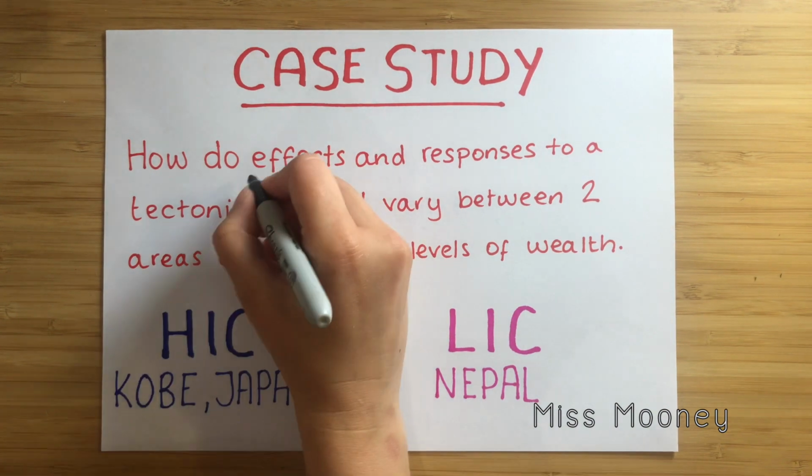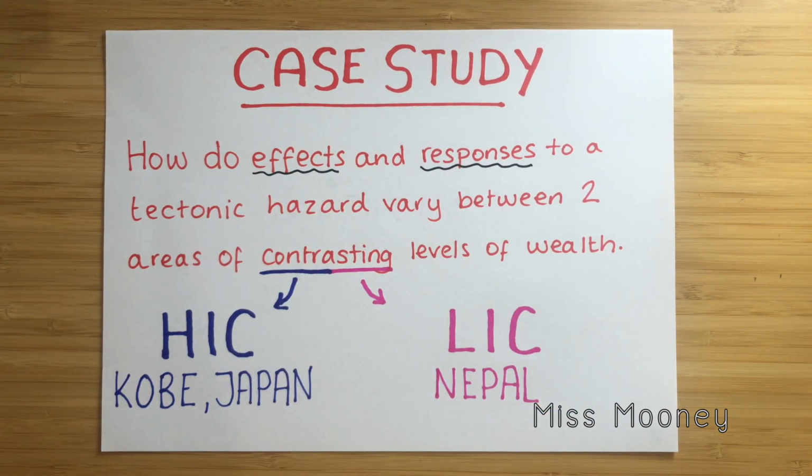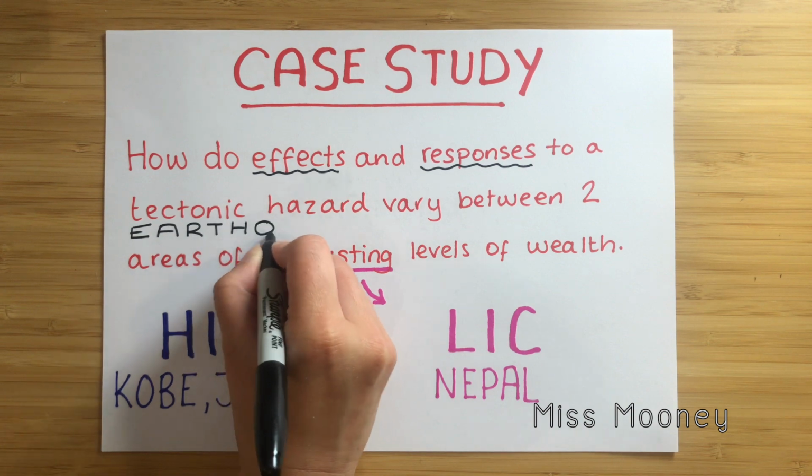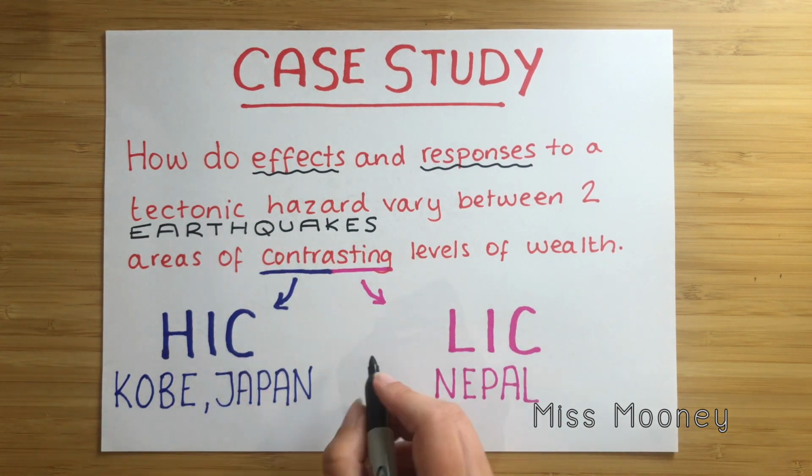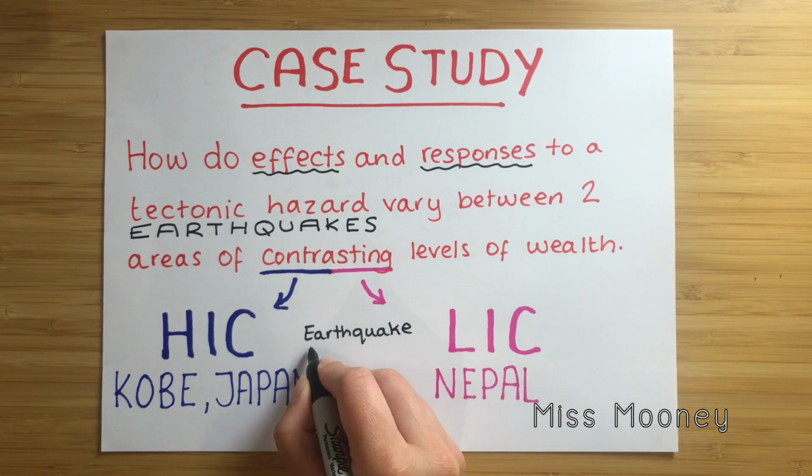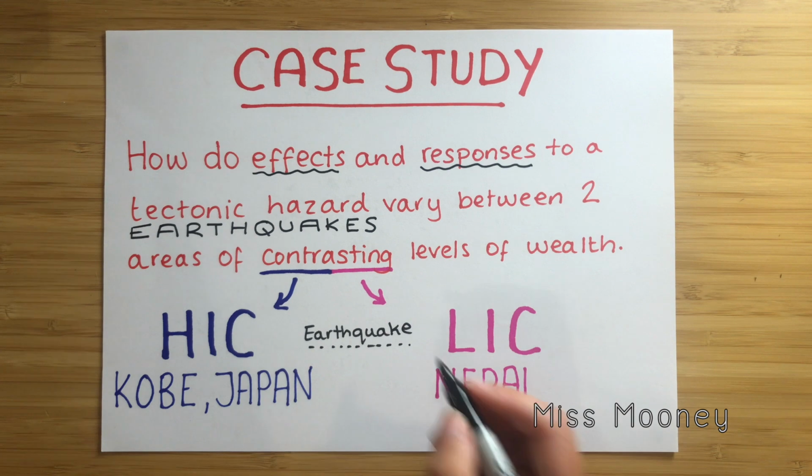So the GCSE syllabus says you can do any tectonic hazard. We are focusing on specifically earthquakes, and we will need to know the primary and secondary effects of both of these earthquakes and the short and long-term responses to both of the earthquakes as well, and see how they differ in a poorer area versus a more wealthy area.